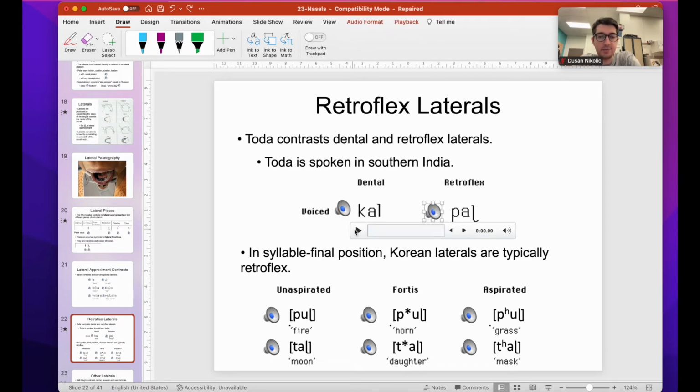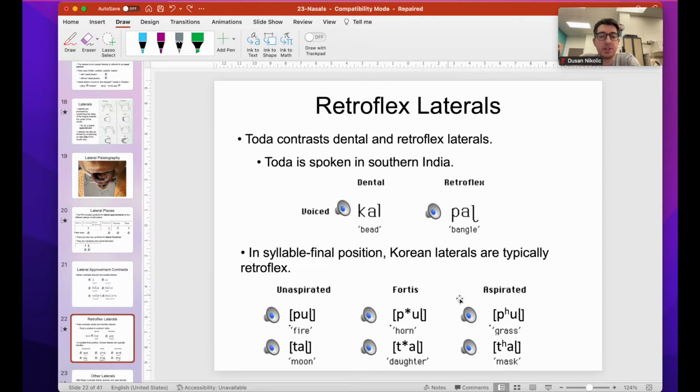Kal, pal, right? As if you're producing an r, pal. Toda is spoken in southern India. Toda and many languages in India have retroflex stops, fricatives, laterals, right? There is an unaspirated one in Korean, pul, tal, and fortis, pul, tal, right?